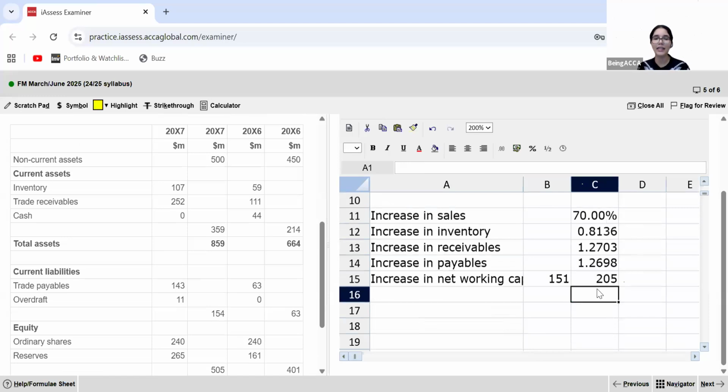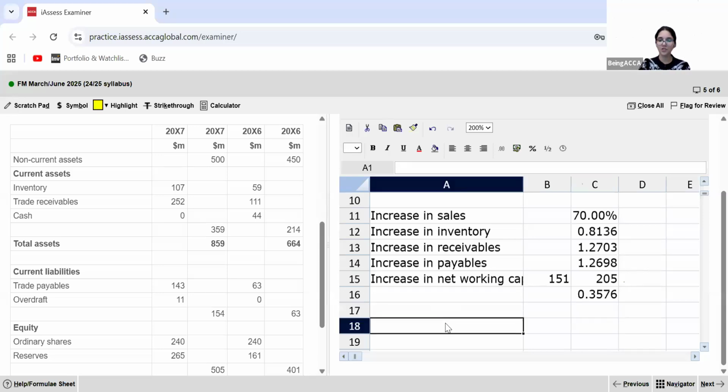So if I want to find out the increase in my net working capital, I will take the new value minus the old value, divided by the old value. So this is the increase in my net working capital. Now, talking about how my operating margins have looked.